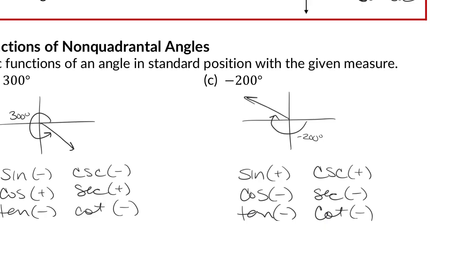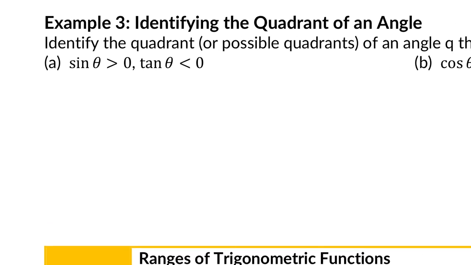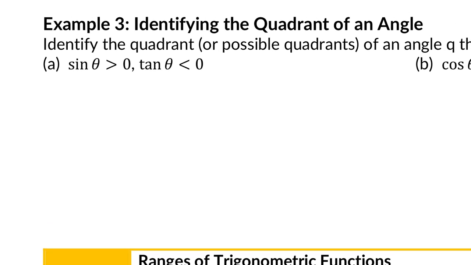Going a little bit further, knowing these four quadrants and which one's positive where will actually help me place angles when we're given different pieces of information. For example, let's say I was asked to identify the quadrant or possible quadrants of an angle theta that satisfies the given conditions. So we want to know the quadrant where sine of theta would be greater than 0 and tangent of theta would be less than 0.